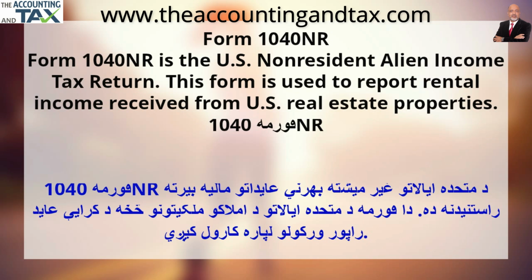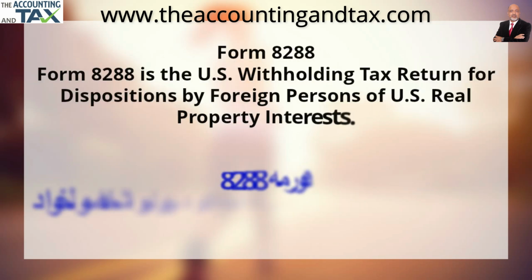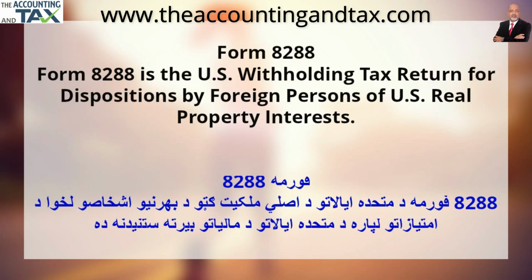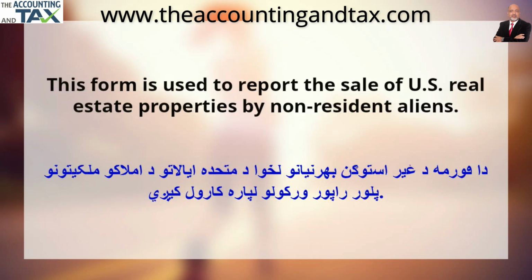This form is used to report rental income received from U.S. real estate properties. Non-resident aliens must file this form if they have rental income from U.S. sources that is not effectively connected with a U.S. trade or business. Form 8288. Form 8288 is the U.S. withholding tax return for dispositions by foreign persons of U.S. real property interests. This form is used to report the sale of U.S.